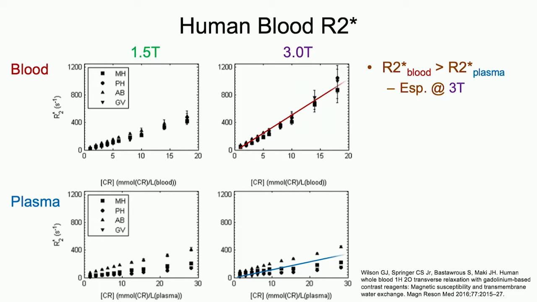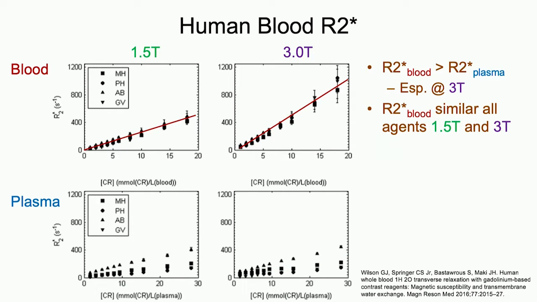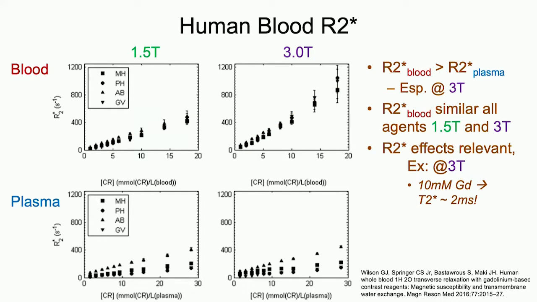And a couple of things to just note. So I've got 1.5 T on the left, 3 T on the right, blood on the top. And one thing you notice is that the R2 star slope is much greater for blood than it is for plasma. It's also much greater at 1.5 T than it is at 3 T, but interestingly, for all the agents, it's relatively similar, which all comes out of the physics, and we've published this as well. And these effects are very relevant for first pass contrast MRA because, for instance, if we hit a 10 millimolar gadolinium concentration, which we do very easily, the T2 star is on the order of 2 milliseconds. So that's going to take away a lot of signal.